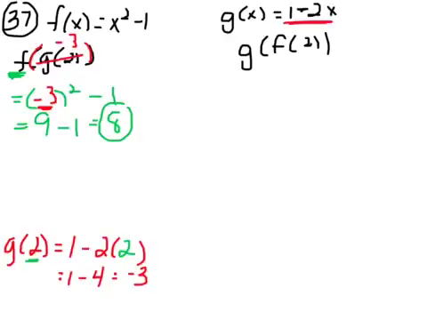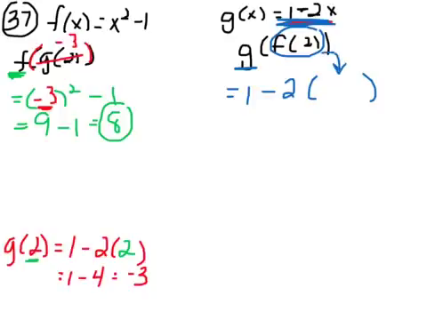Now let's look at the second one over here. We got g of f of 2. That says go get the g function, which is right here. Okay, it's 1 minus 2 times x. And what are we going to place inside for that x right there? We're going to plug in f of 2.